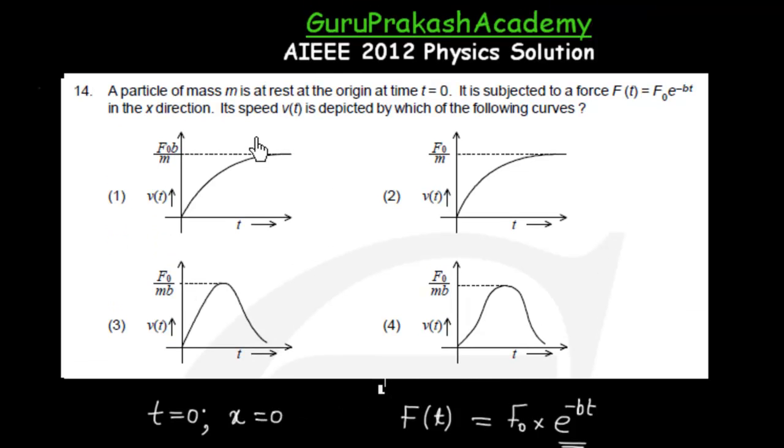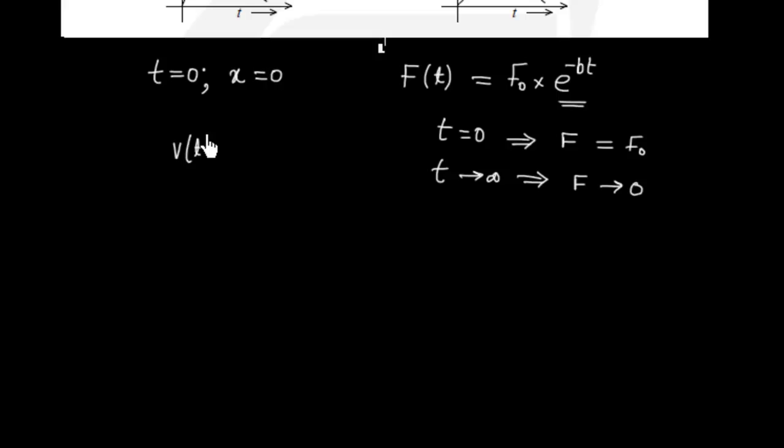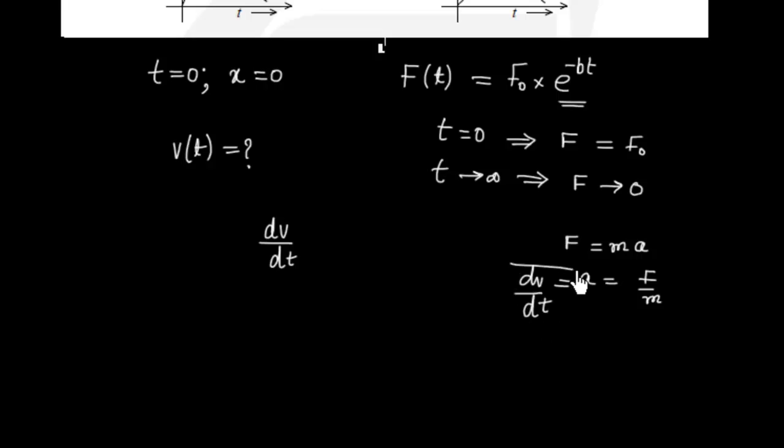We have to find its speed as a function of time. So we can find velocity as a function of time. It is easy. We can write acceleration as dv by dt. We know Newton's second law, force is equal to mass into acceleration. So acceleration is F by m, and acceleration is also written as dv by dt. So if I use this expression, F by m is equal to dv by dt.